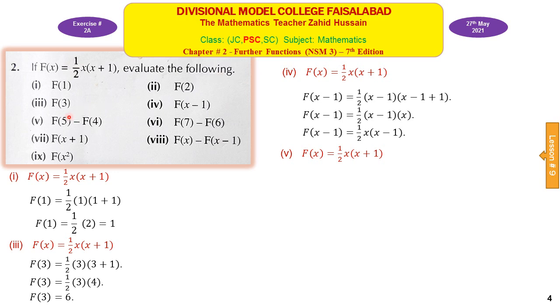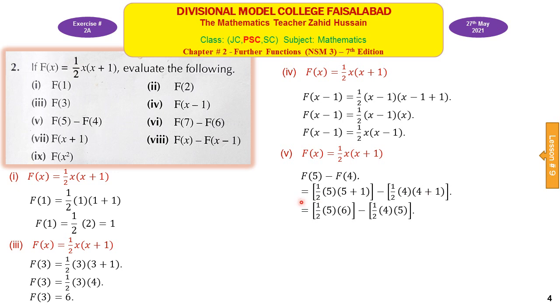But this fifth part is same as the third part of question number 1, in which you are asked to find the difference of the two values of the function. That is, difference between the value of this function at x is equal to 5 and x is equal to 4. So we will first take the value of the function when x is equal to 5. Replace all x's with 5. Then minus sign, and the value of this function when x is equal to 4. 1 over 2 x 4 plus 1.